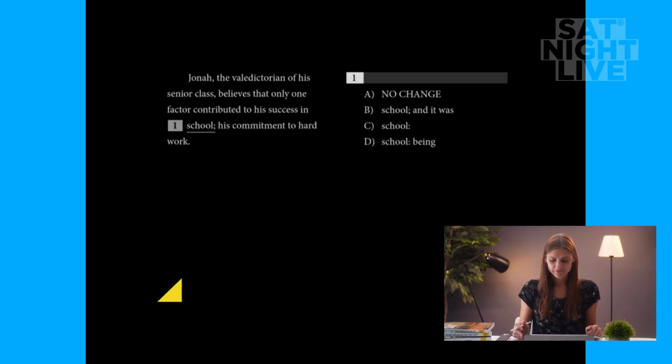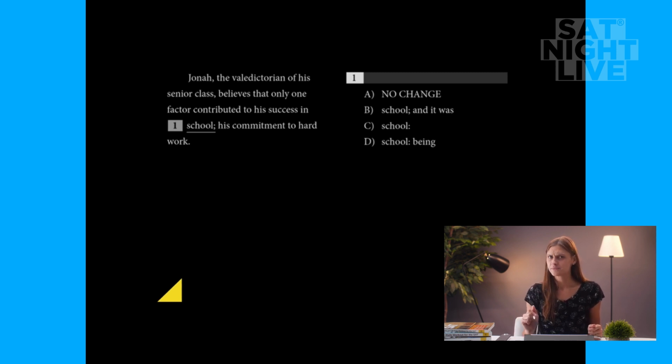Looking here at number 1, now we have Jonah, the valedictorian of his senior class, believes that only one factor contributed to his success in school: his commitment to hard work. Okay, what's changing in our answer choices? Again, punctuation. That's what we're doing tonight. That's the theme. And now we see another punctuation. We see that colon that I'd mentioned.